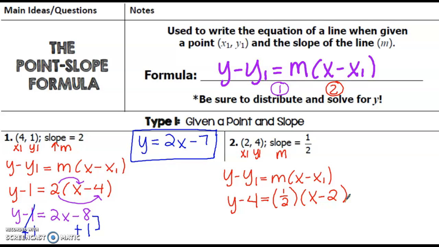Our first step does say to distribute. So I will be distributing my slope to my x and also my number. So everything inside the parentheses. Everything else stays. So y minus 4 is equal to 1/2 times x. That is 1/2 x. 1/2 times negative 2 actually ends up being a negative 1. I'm going to rewrite this over here just because I've run out of space.